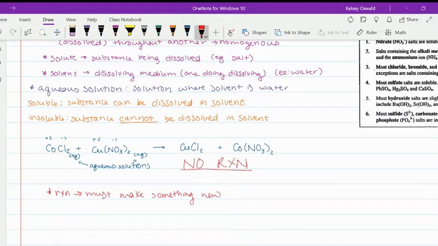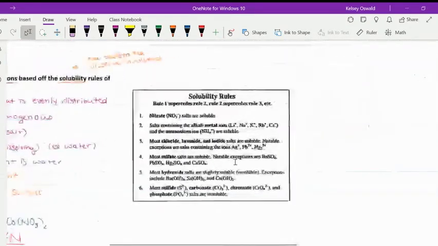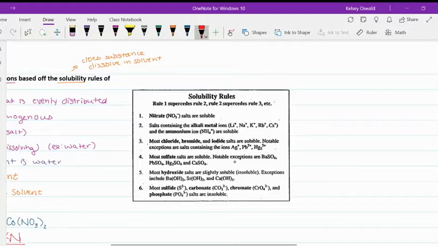And when we're combining two solutions, our indicator that we're making something new is going to be the formation of a precipitate, or the formation of a solid, when we combine those two aqueous solutions. So in order to know whether or not we're going to form a solid precipitate, we have to look at our solubility rules, and these rules tell us if something is soluble in water or insoluble.